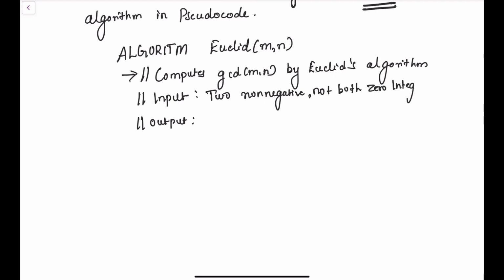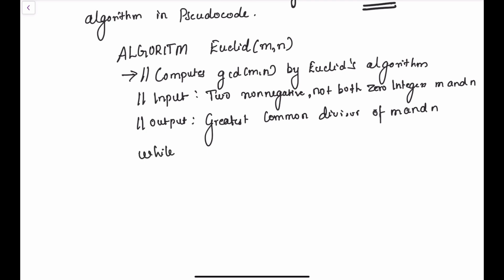Not both zero integers, that are m and n. So what should be the output? The output is nothing but the GCD, the greatest common divisor. Don't just write GCD in short form, since it's a pseudocode and the reader should understand it. So write the greatest common divisor of m and n.